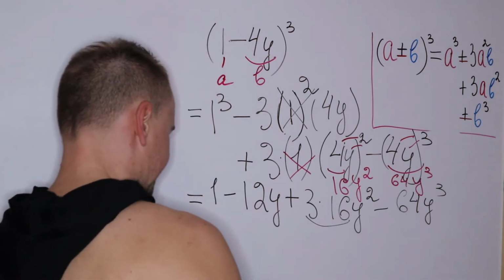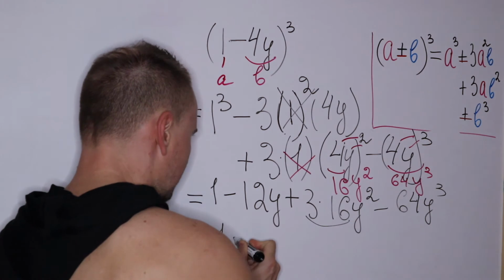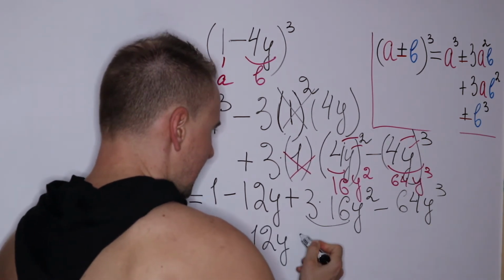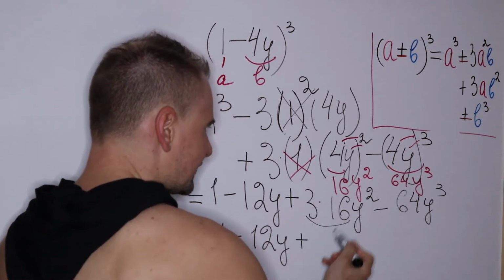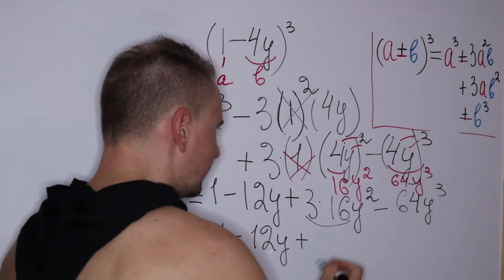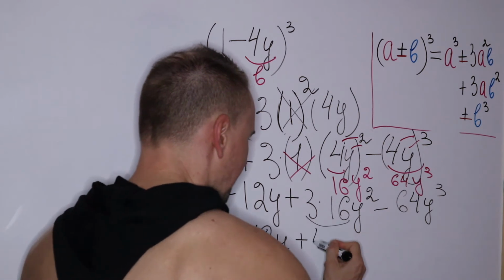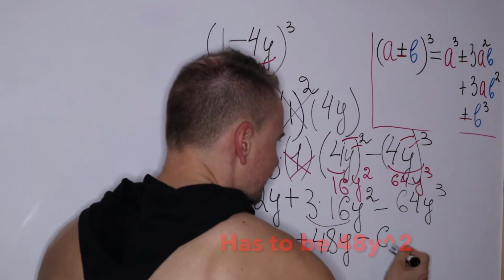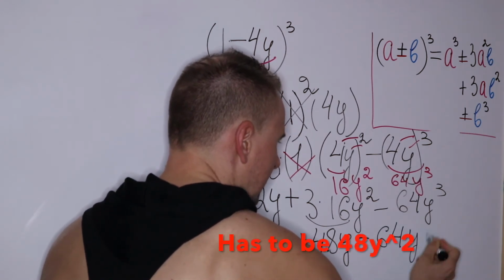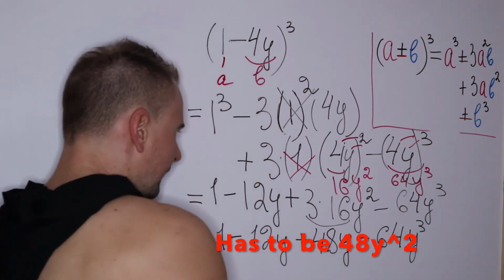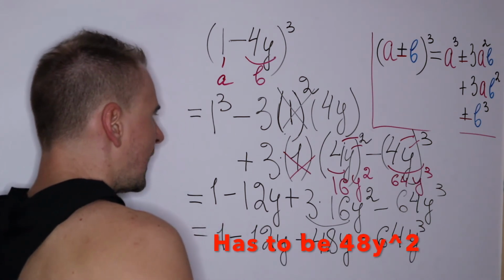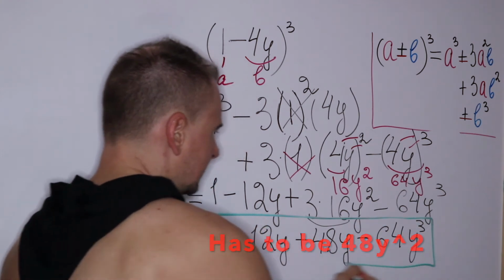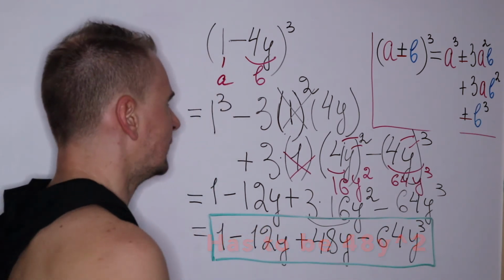And the last step, I guess, clean up, meaning just combine, multiply these two terms together. So it becomes just 1, bring it down, minus 12y plus 3 times 16, that gives you 48y squared, need to attach y squared, minus 64y cubed. And that's going to be your final expansion, your final expression for that cube of a binomial.